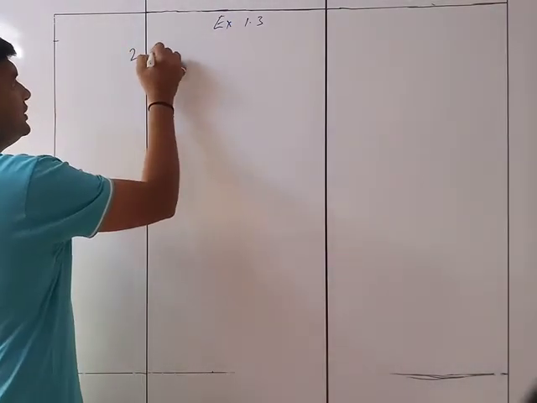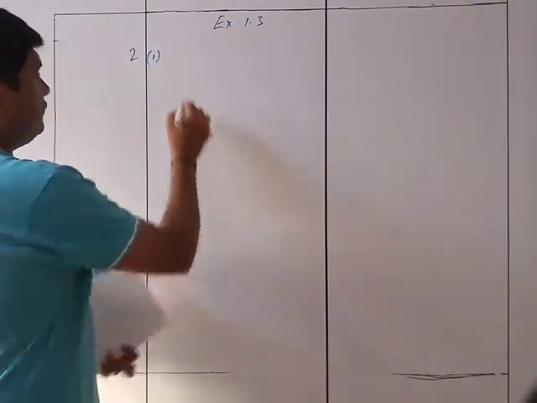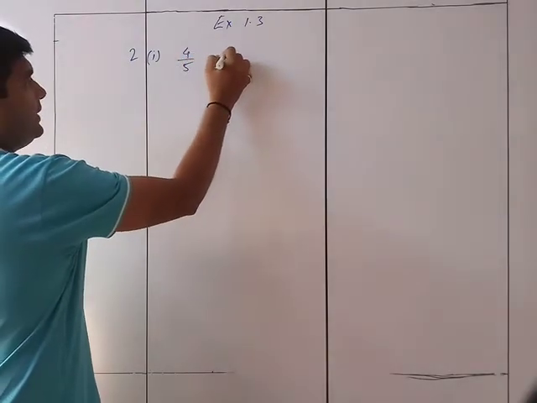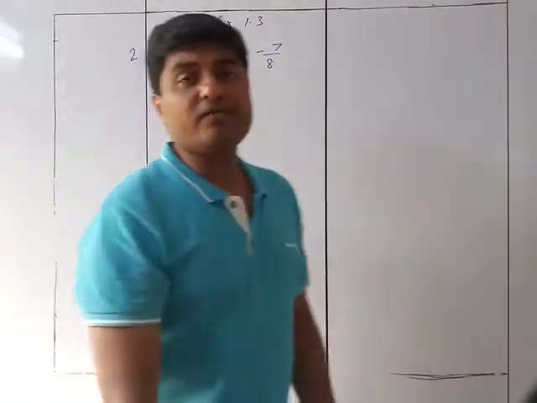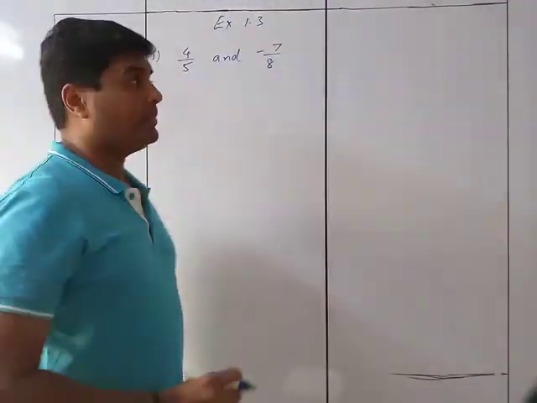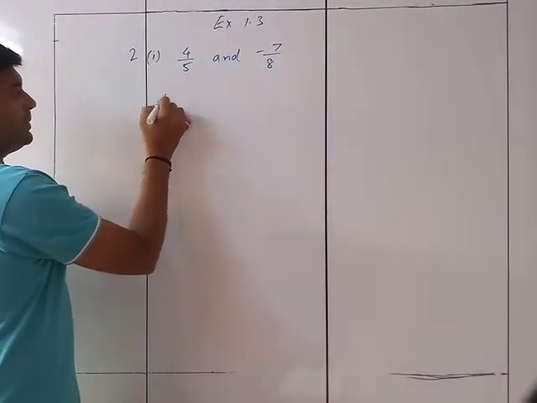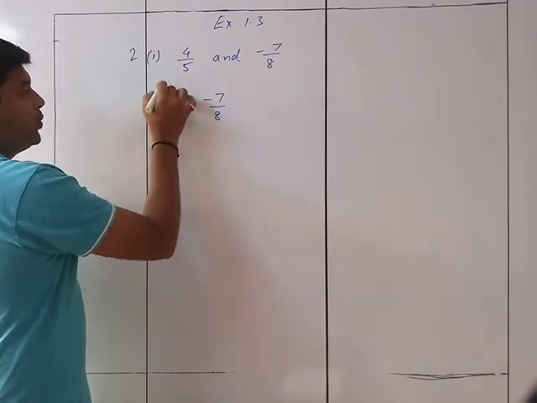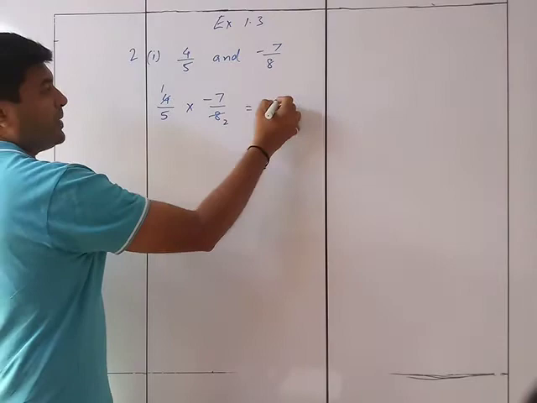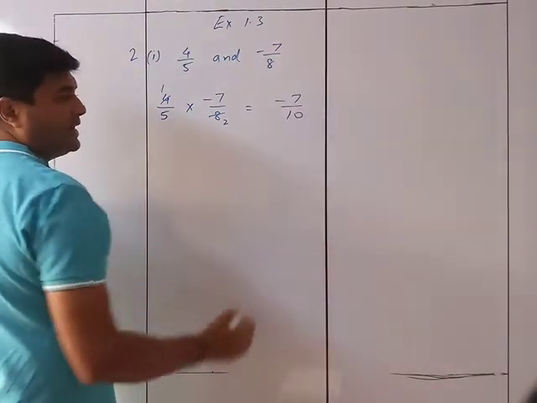So we have the first question: 4 upon 5 and minus 7 upon 8. We need to verify whether the commutative property is applicable or not. So first we'll do the multiplication 4 upon 5 into minus 7 upon 8. 4 ones are 4, 8 twos are 8. This is minus 7 upon 10, the answer.